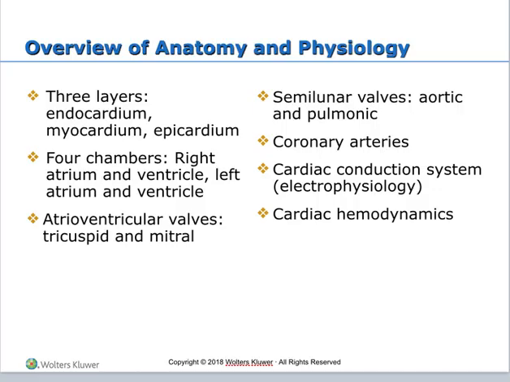Alright, so overview, remember there's 3 layers to the heart, 4 chambers. We've got 2 sets of valves. You've got your AV valves, the tricuspid and mitral, and your semilunar, which is your aortic and pulmonic. We've got the coronary arteries that wrap around the outside of the heart to perfuse those muscle layers.